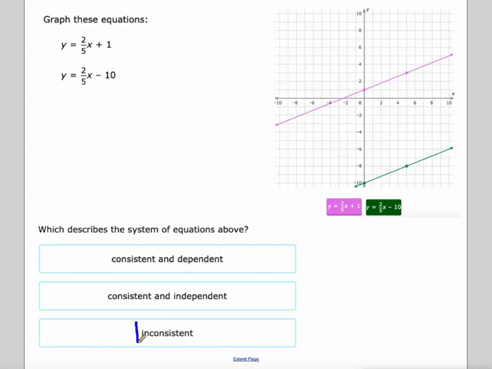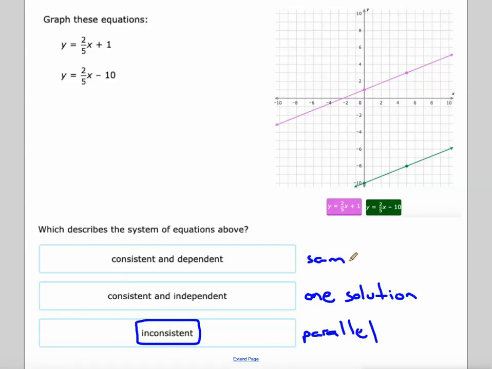Those are what we call inconsistent. Inconsistent describes any set of parallel lines, as opposed to consistent and independent, which we'll just say is one solution. If they have one solution, meaning they cross once, different slopes. And then that leaves consistent and dependent as the same line. If they are the same line, they are consistent and dependent. So a little bit of memorization going there.